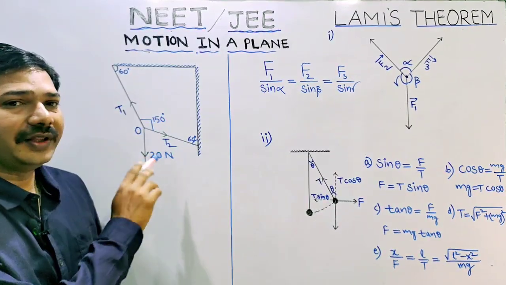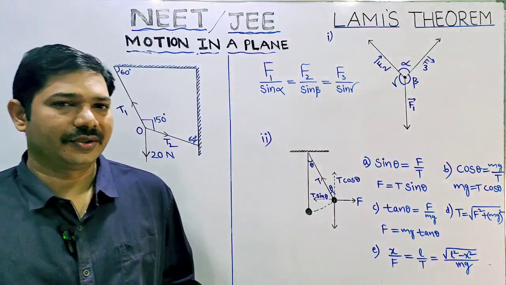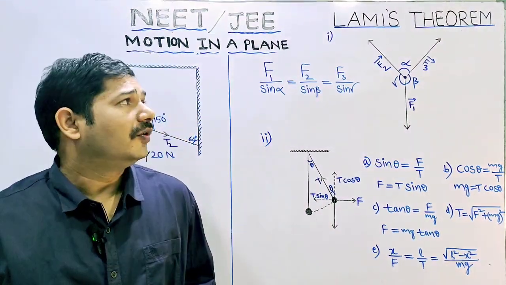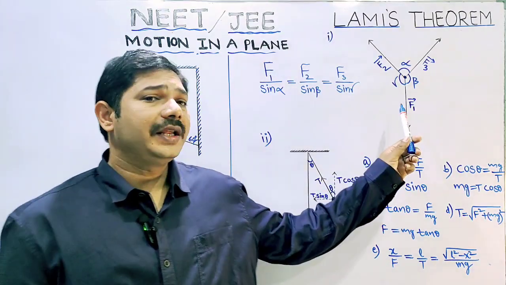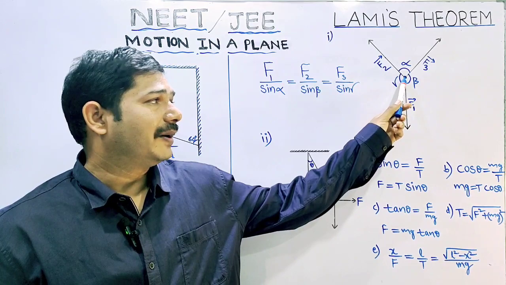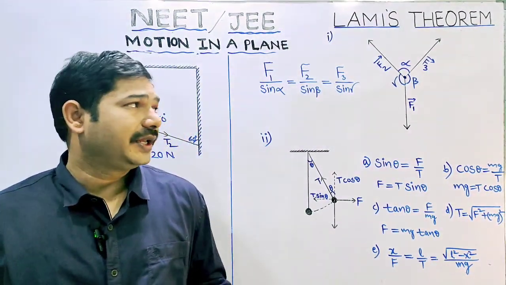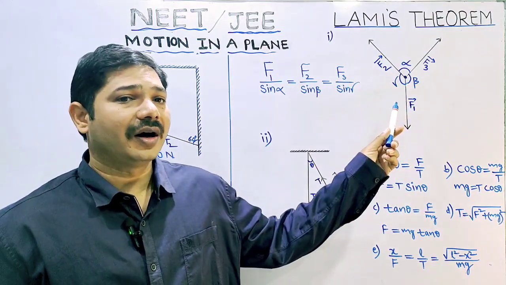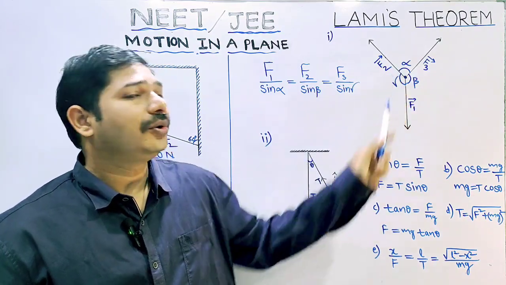The angle between them is given. So how to solve such types of questions? By using Lami's theorem, we can easily derive. What is Lami's theorem? Listen here. If three coplanar forces are acting at a point simultaneously, so that the body is in equilibrium, then the forces are proportional to the sine of the angle between the other two forces.